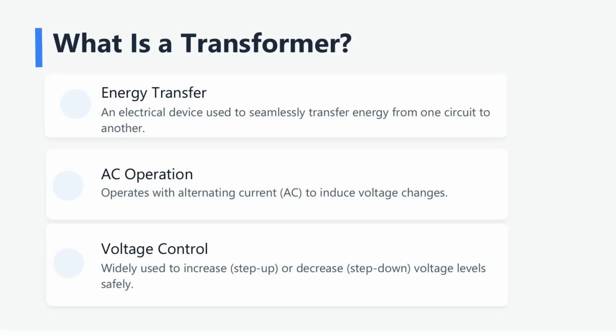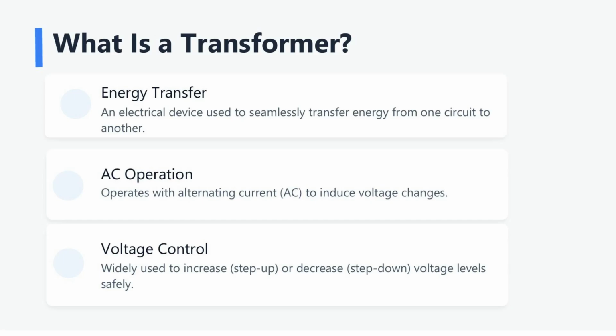Now let's define a transformer. A transformer is an electrical device that transfers electrical energy from one circuit to another through electromagnetic induction. An important point is that transformers operate with alternating current, or AC.